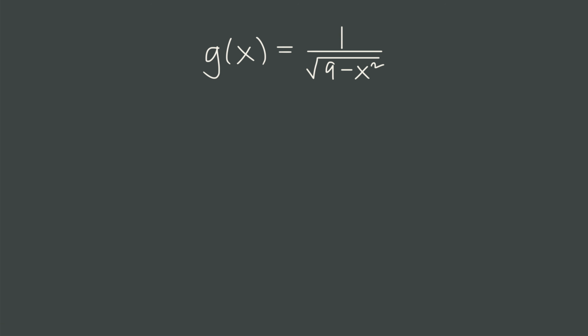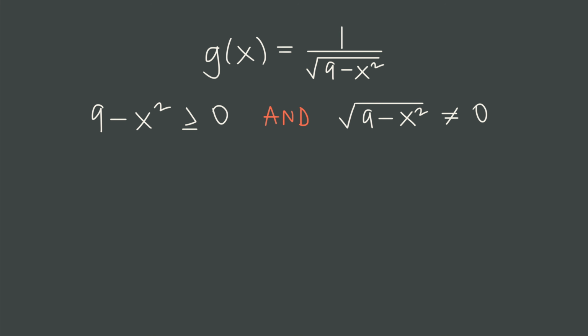So one more challenge to wrap up, where again we have to consider multiple red flags of our 3 red flag rules. We know that 9 minus x squared has to be greater than or equal to 0 because the value under a root has to be non-negative. But we also know that the denominator of a fraction can't be equal to 0. So the square root of 9 minus x squared can't be 0. Both of these rules are affecting the denominator. So how do we handle this?